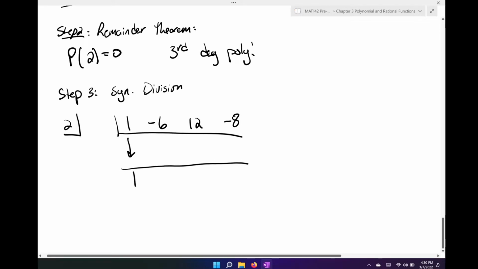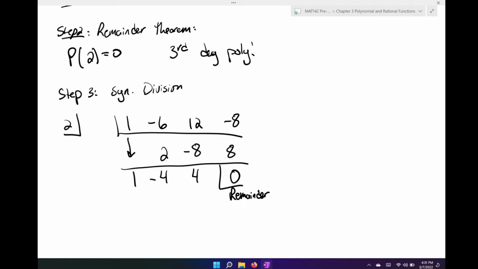All right, and we're just going to go from left to right using synthetic division. 2 times 1 is 2. -6 plus 2 is -4. 2 times -4 is -8. 12 minus 8 is 4. 2 times 4 is 8. -8 plus 8 is 0, and that gives us our remainder, which is fantastic. Now, this was only one synthetic division. We need to do this again and again until we find our 3 roots.